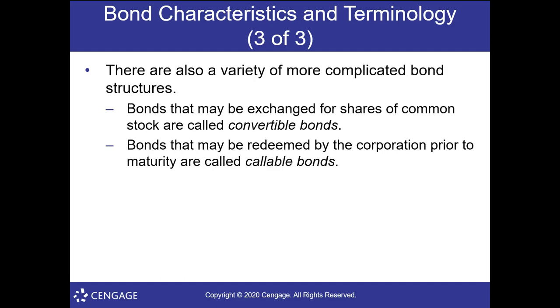There are also convertible bonds that could be exchanged at a point in time for shares of common stock. And then there are callable bonds, where if the issuing corporation decides, they can recall and retire the bond issue.